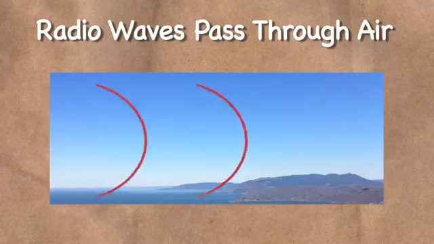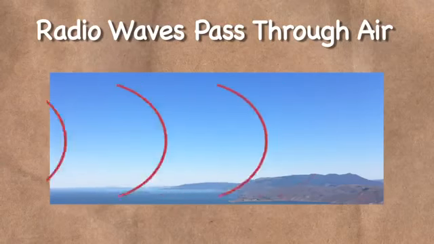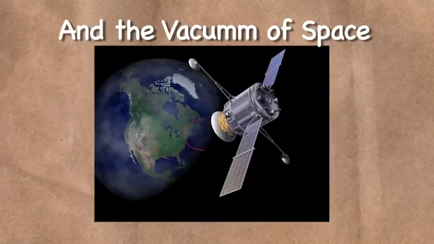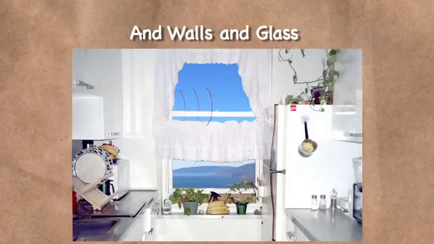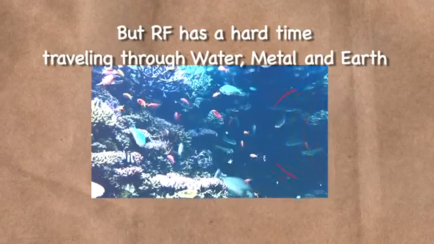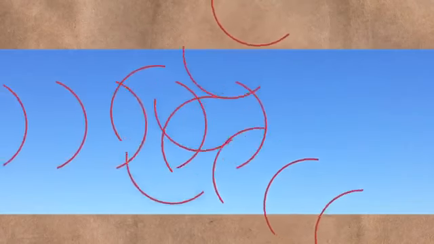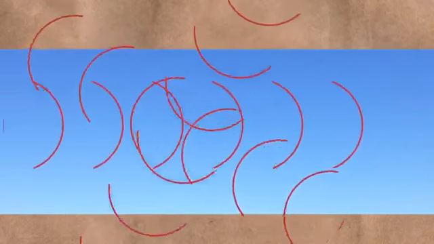RF can travel through many environments, such as air, the vacuum of space, walls. They just don't travel well through very dense materials, such as concrete, water, dirt, or metal. With that in mind, different frequencies of radio waves behave differently as they travel through the air.